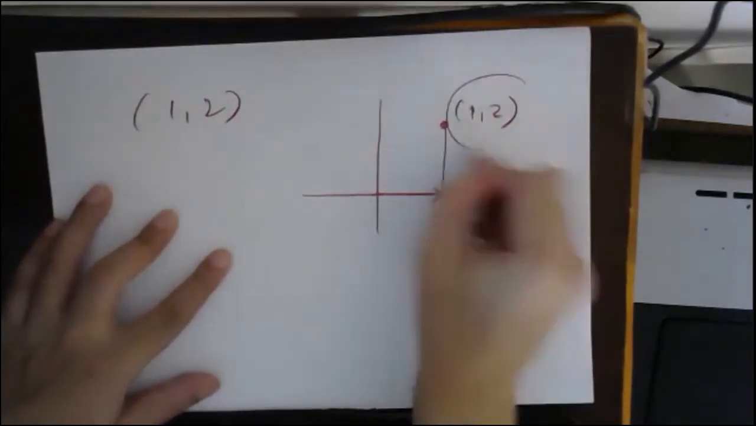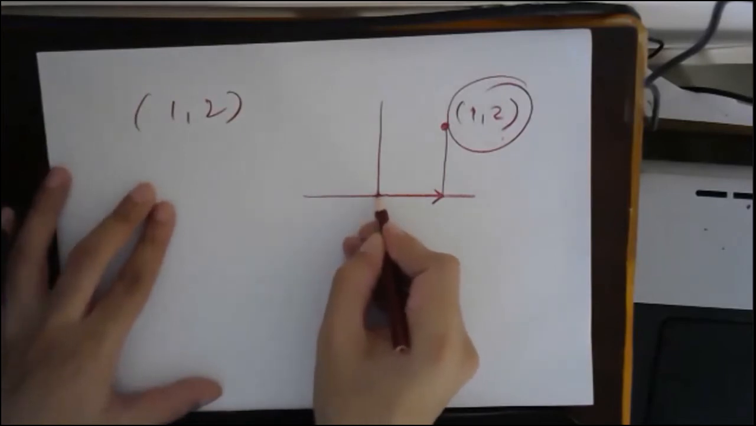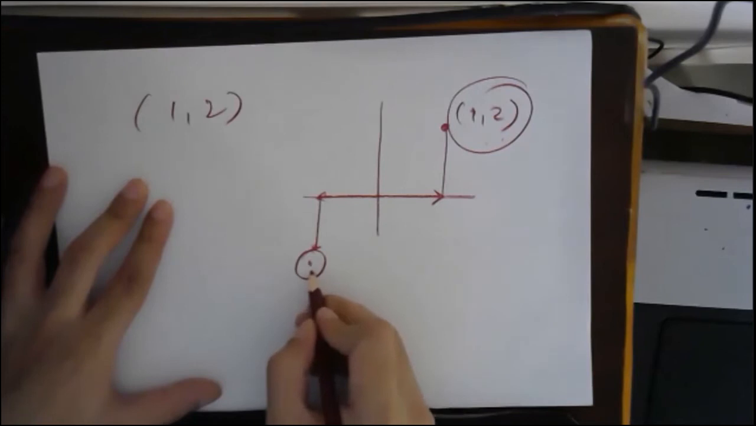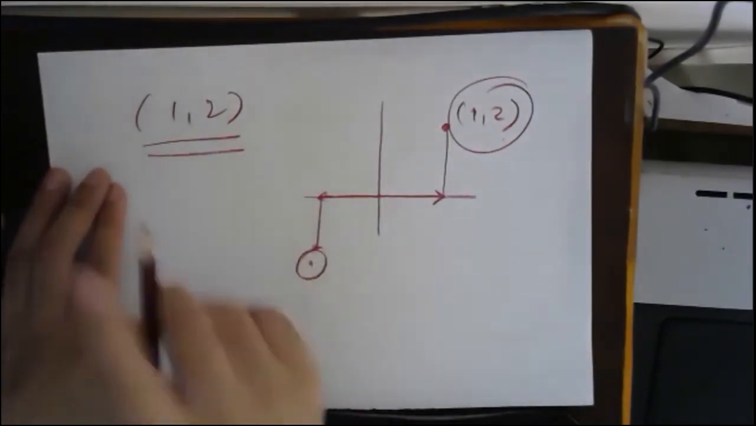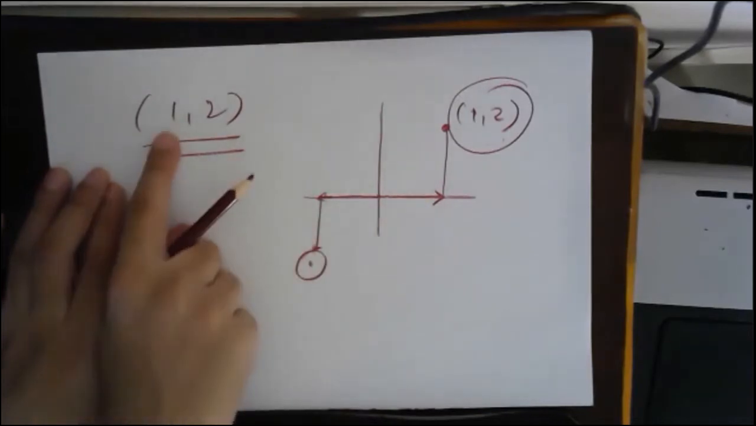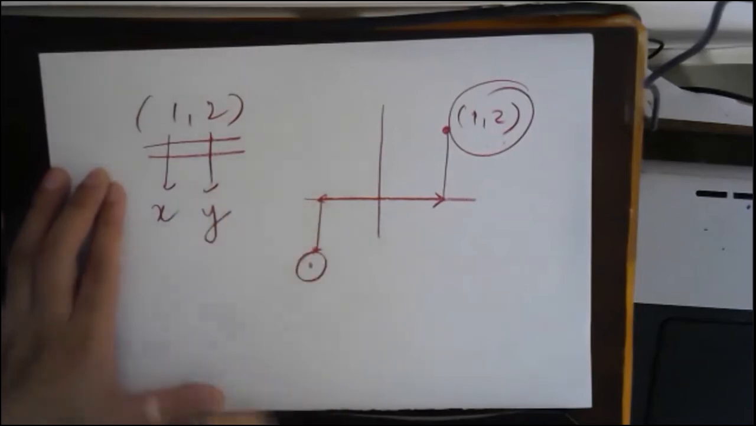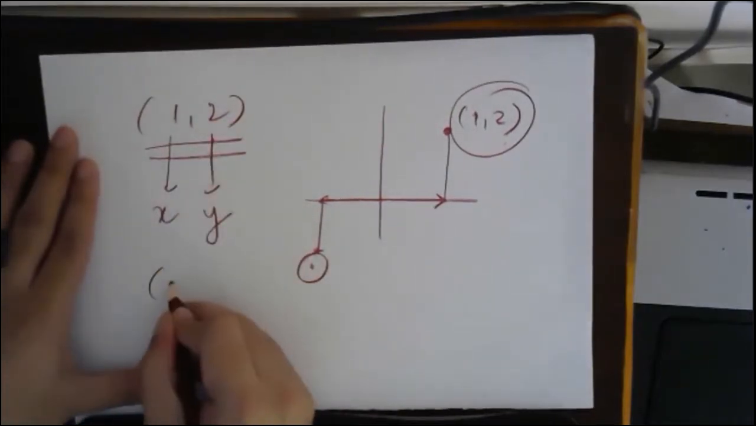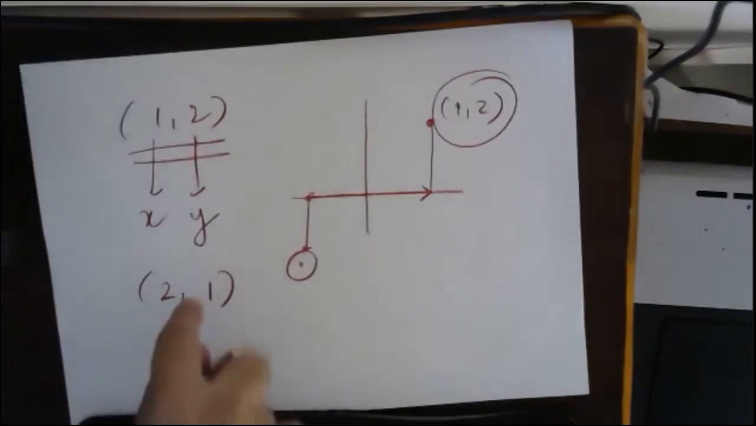Everyone will get the same point. Nobody will get something like this, where from here I move 1 and from here I move 2. Nobody will get this point. Why? Because we have already specified that in coordinate geometry, this will be x and this will be y. Understood? In coordinate geometry, is 1 comma 2 equal to 2 comma 1?